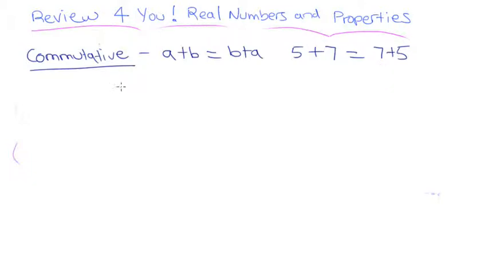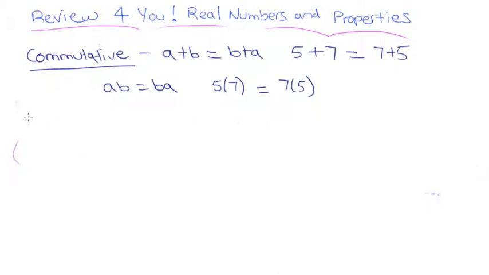And it also applies for multiplication. AB is equal to BA, because 5 times 7 is the same thing as 7 times 5. They're both 35. They're both the same answer. It doesn't matter which order you multiply things. It's the same answer. So that's the commutative property.